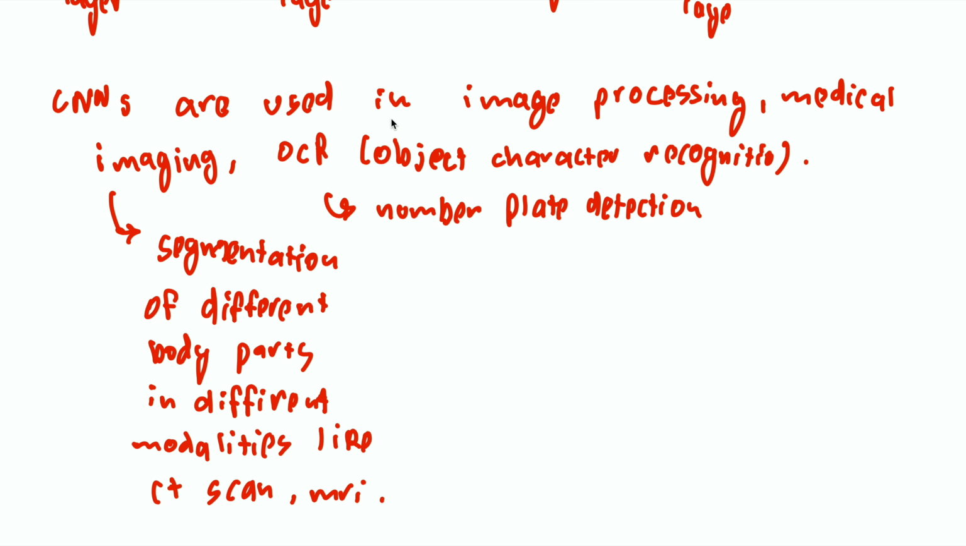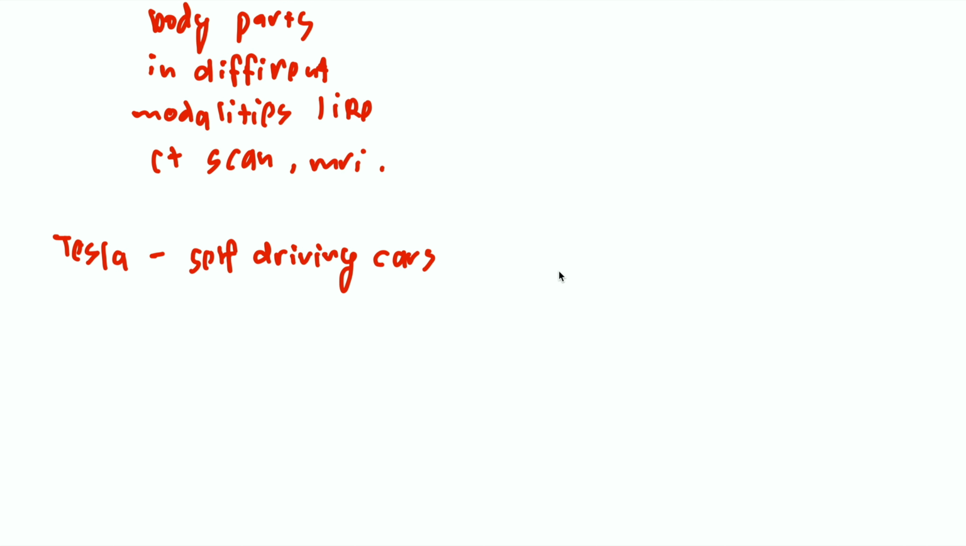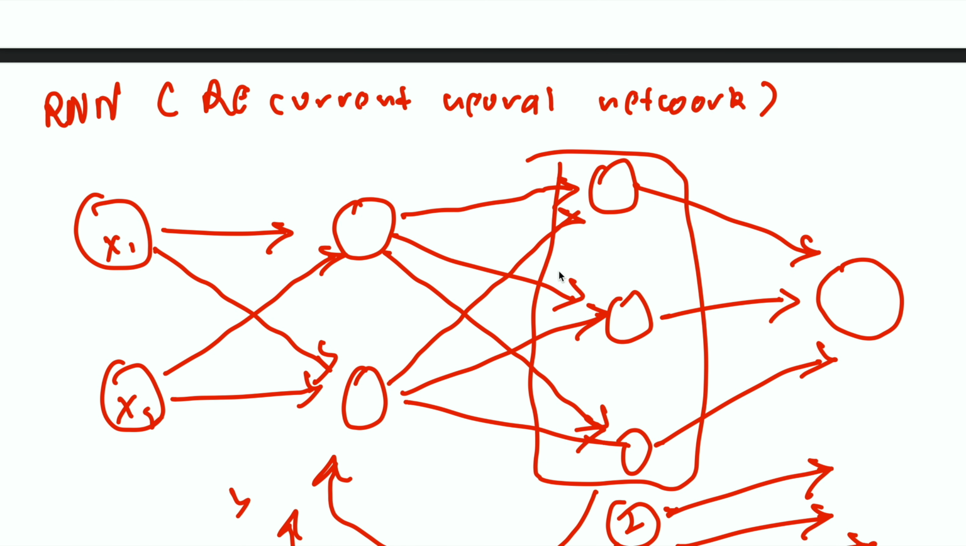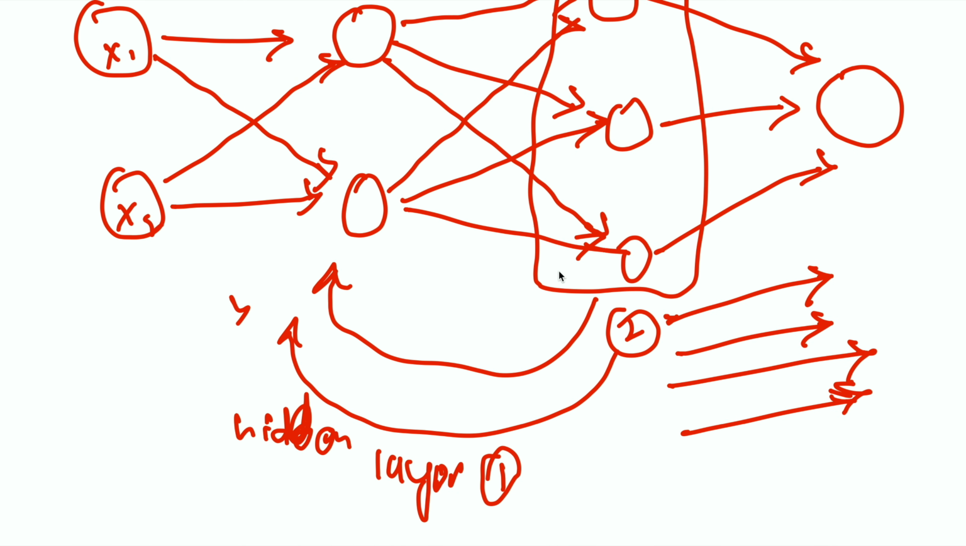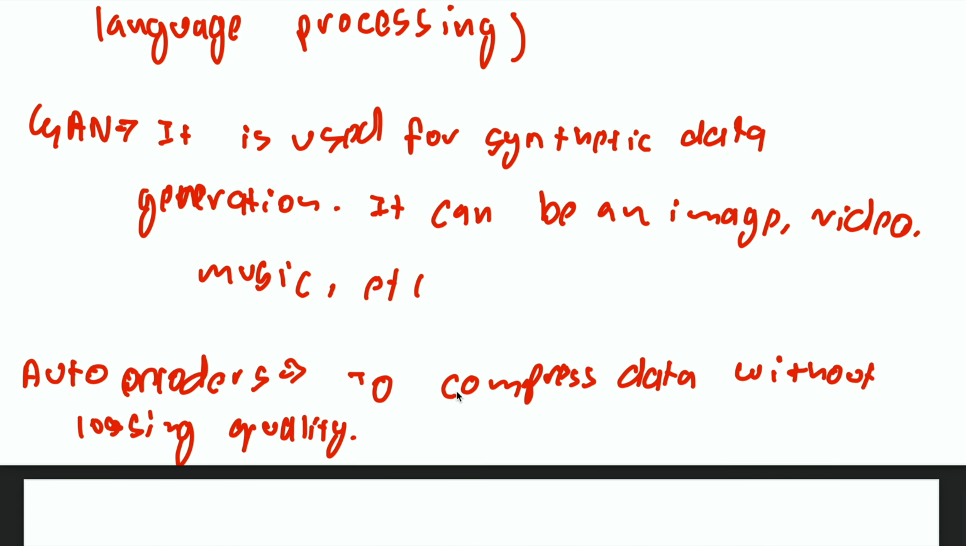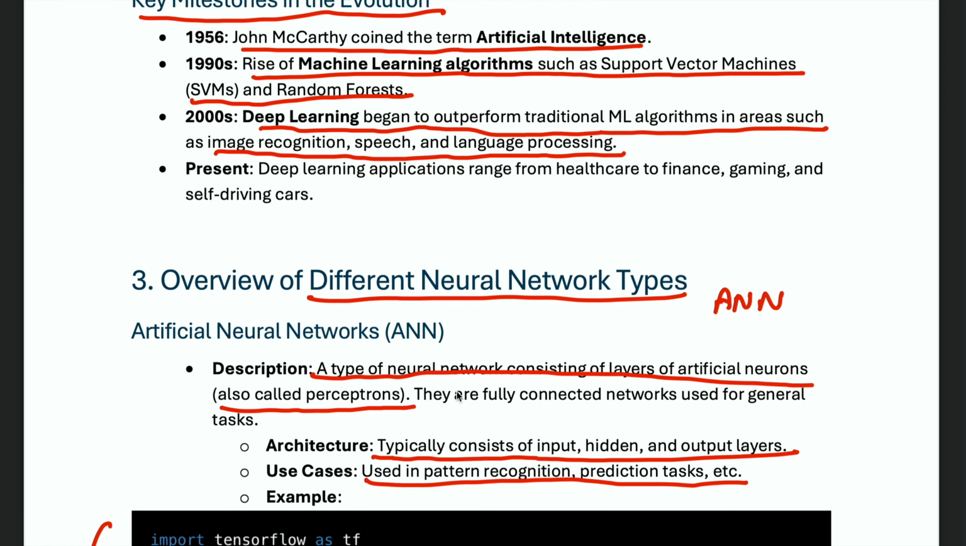So CNNs are basically used in image processing, medical imaging, and OCR, optical character recognition. Basically, this CNN helps with grid-type data. And then we have seen recurrent neural networks, the basics of recurrent neural networks, and we also looked at GANs, how synthetic data is created using GANs.